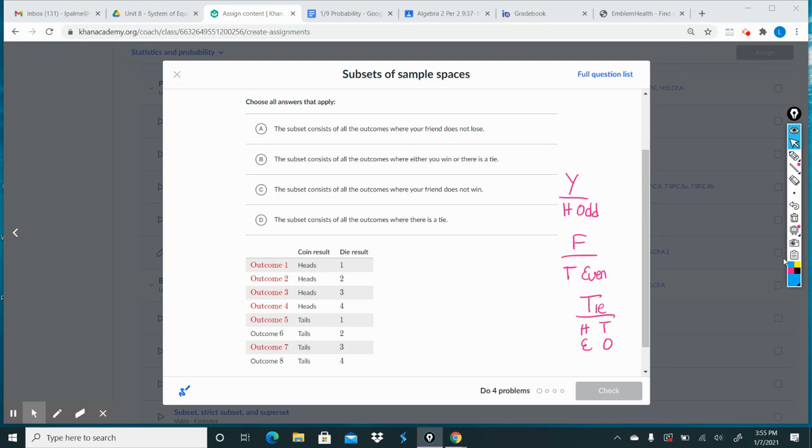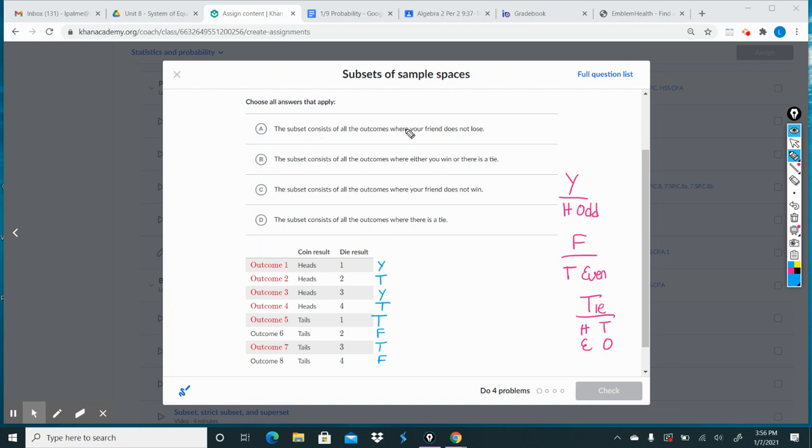The subset consists of all outcomes where your friend does not lose. Well, let's look at every choice here. So we have heads and a 1, which is an odd number. So you would win. Heads and a 2, that is a tie, right? Because heads and an even number. Heads and an odd, that would be you. Heads and a 4, that would be a tie. Tails and a 1, that's an odd number, so that's a tie. Tails and a 2, so that would be your friend. Tails and a 3, that's a tie. Tails and a 4, that is your friend.